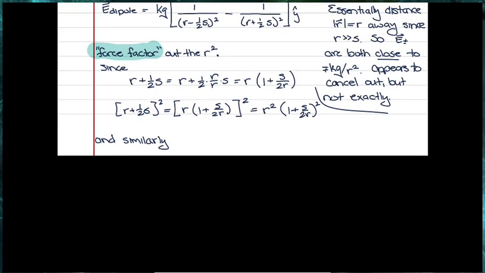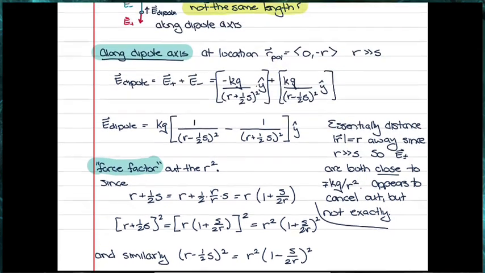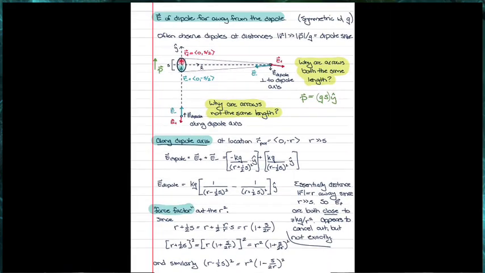And then similarly for r minus 1/2 s all squared, try to work it out for yourself and show that it's r squared times 1 minus s over 2r all squared. So why is that helpful? Because now I can use this.